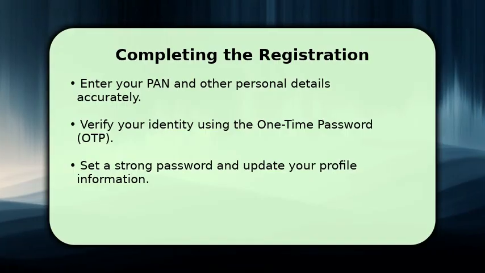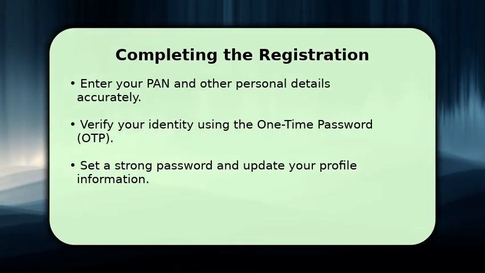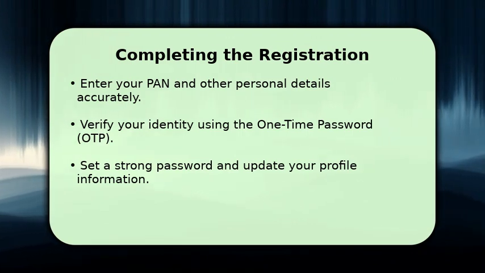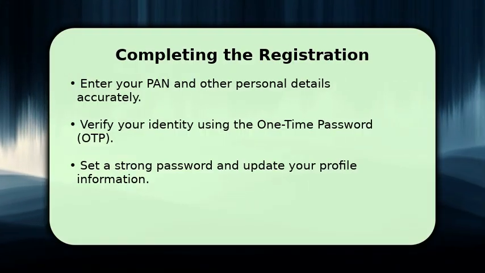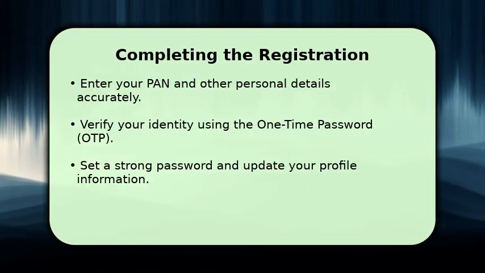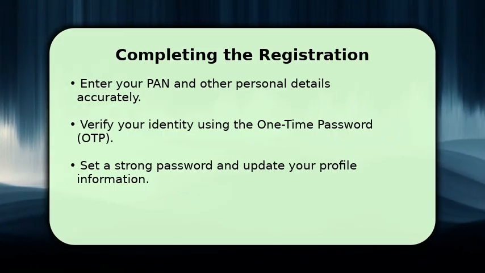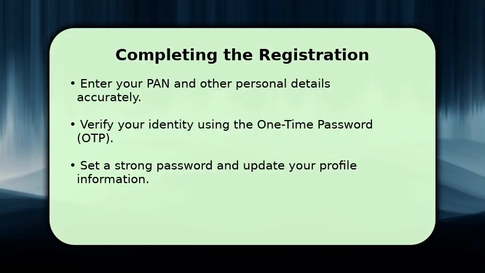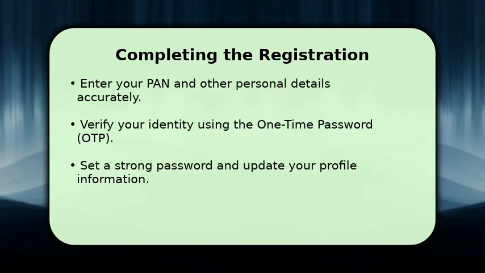Once you've selected your user type, you'll be prompted to enter your PAN and other personal details like your name and date of birth. After submitting these, an OTP will be sent to your registered mobile number and email address. Enter this 6-digit OTP to verify your identity. Finally, you will set a secure password for your account and update any remaining profile information to complete the registration.